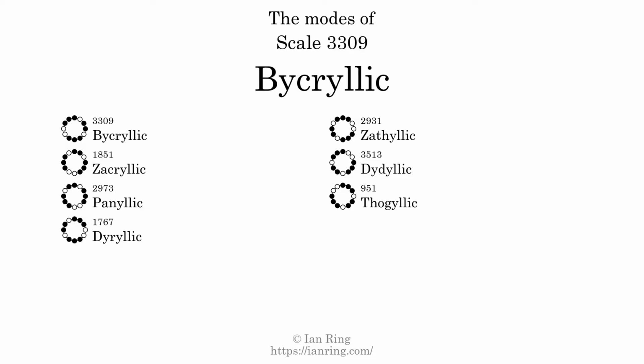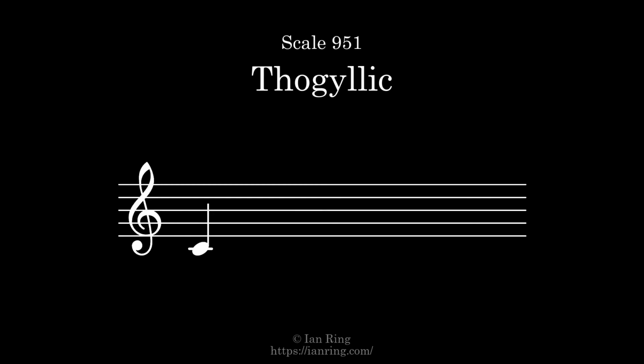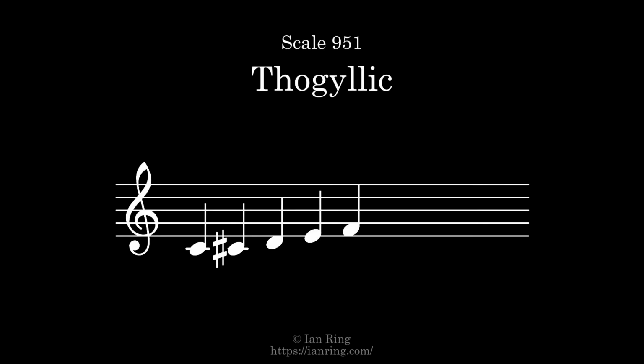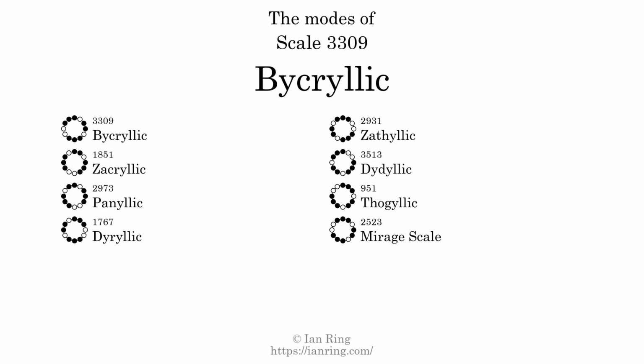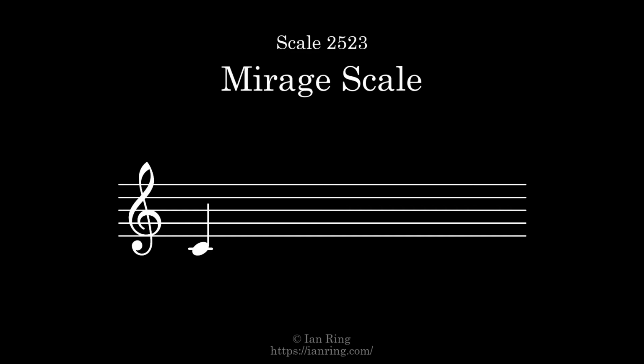The seventh mode is scale 951, also known as Thygyllic. It sounds like this. The eighth and last mode is scale 2523, also known as Mirage scale. It sounds like this.